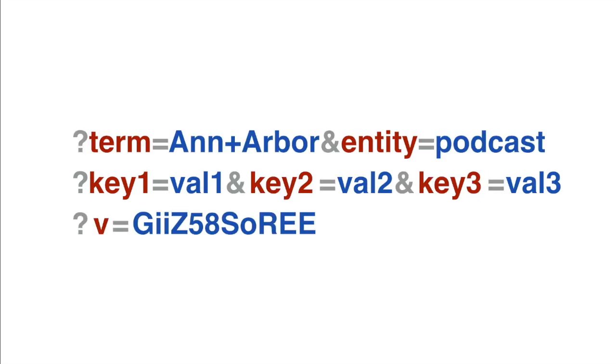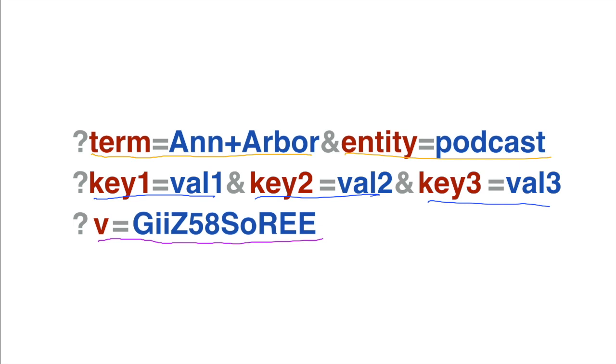So here are a few examples of query strings. So we have the one that we had before where term is Ann Arbor and entity is podcast. Then we have a query string where key1 is val1, key2 is val2, and key3 is val3. And we have a query string where v is gii, and so on.